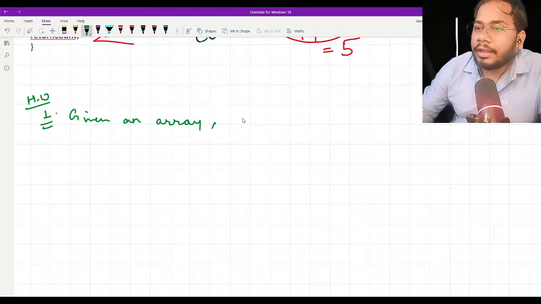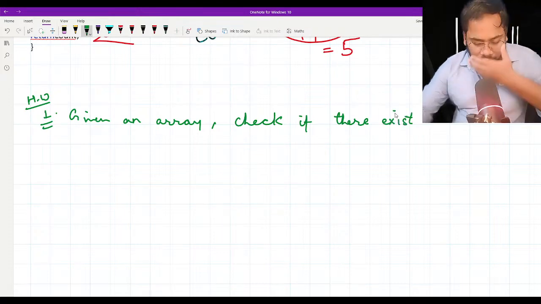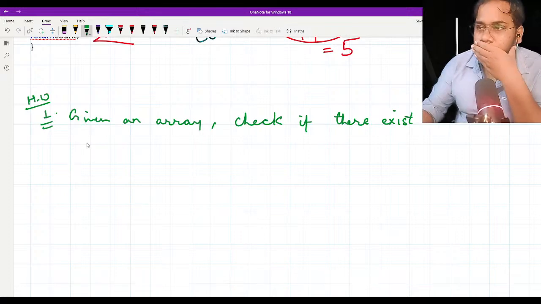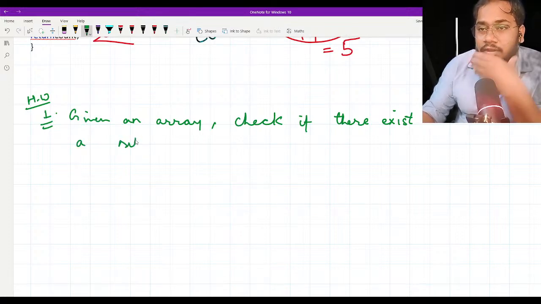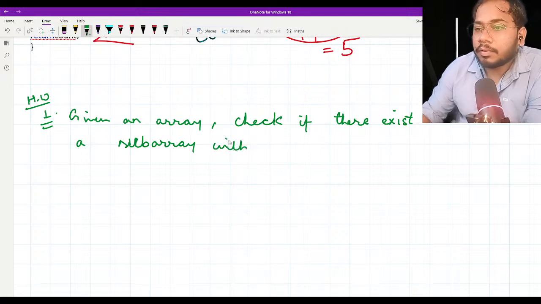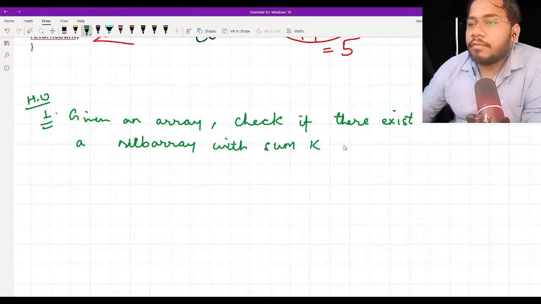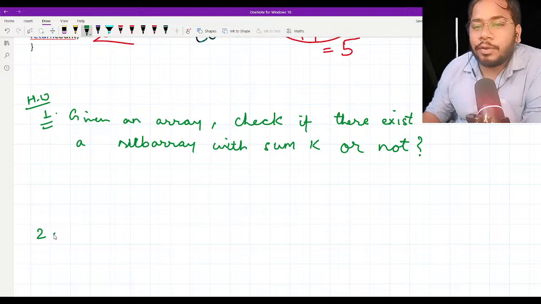Given an array, check if there exists a subarray with some k. Okay, you have to check that. There exists a subarray with some k or not? This is the question. So this is the first question. So you will be knowing the second one.